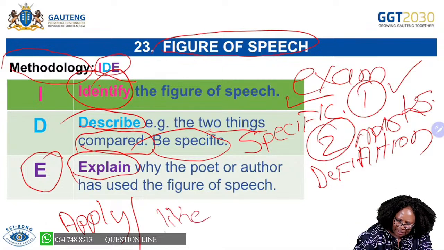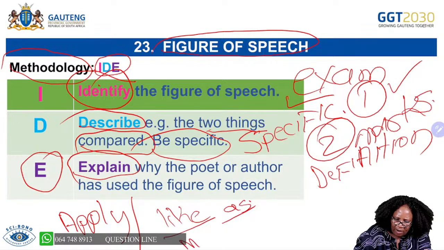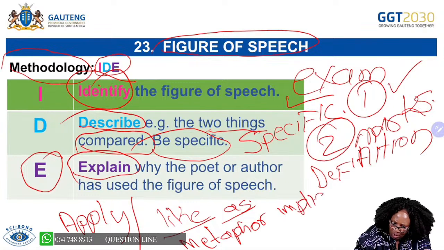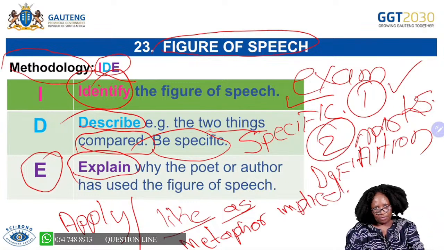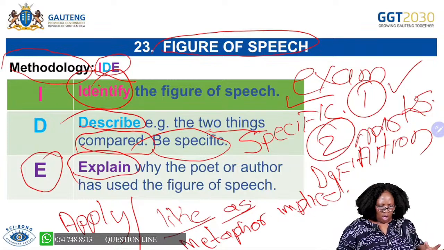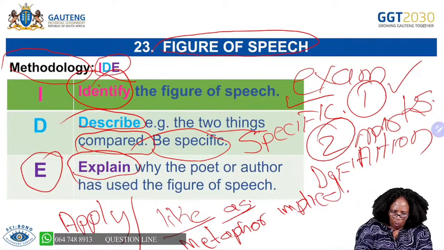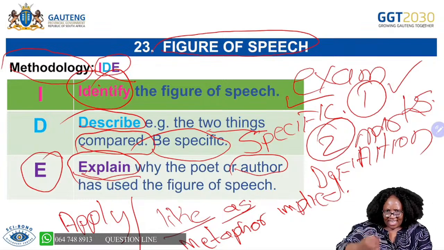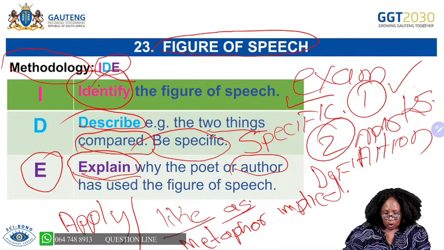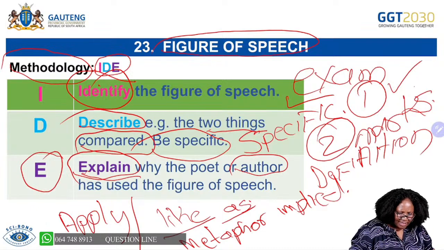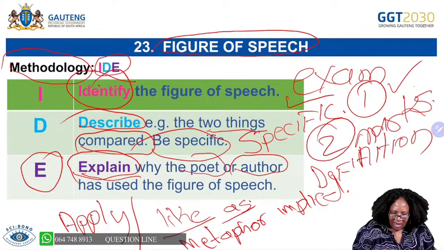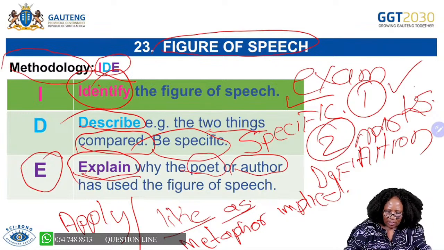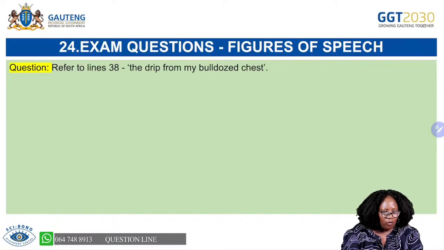How are you going to identify the figure of speech? When we compare two things and then we use like and as. If it's a metaphor, what do you use? It is implied. So now we want you to show us that you know. Now you explain why the poet or the author, in the case of your novel, your drama, your short story. But our focus this afternoon is what? Poetry. Why the poet has used that particular figure of speech.